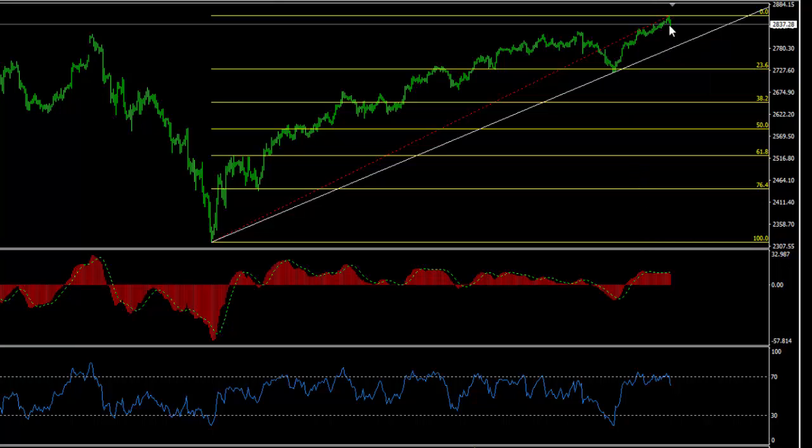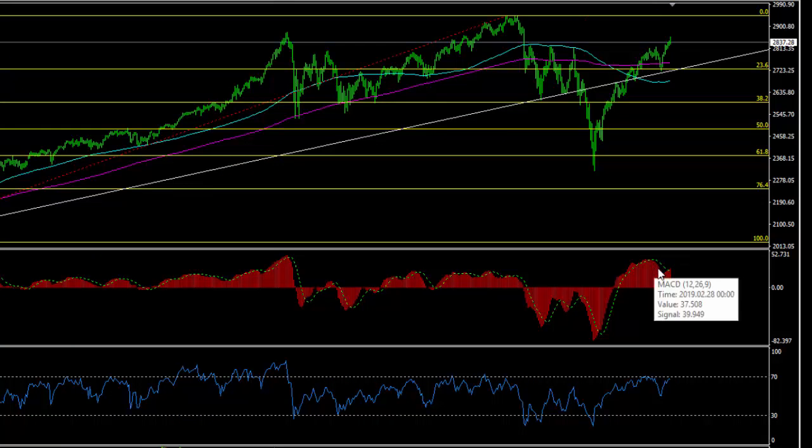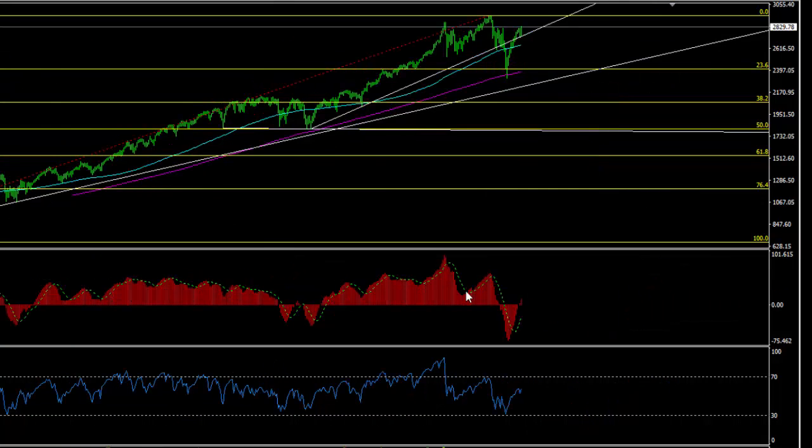But the dailies still look positive though, and the weeklies still look positive. So I would suggest that probably buying dips is the way to go. But once again, it all depends on the outcome of the FOMC meeting. So I'd say square into the meeting and then take a direction from that.